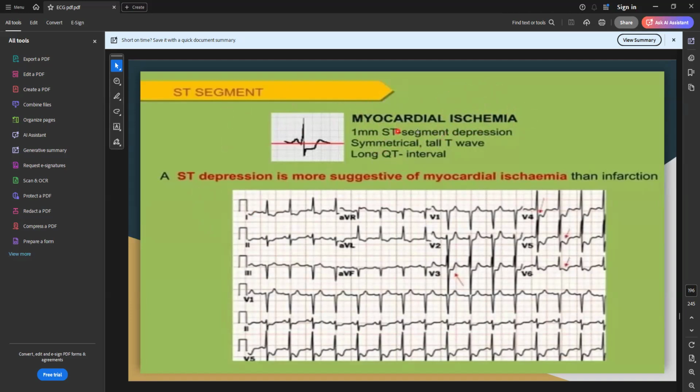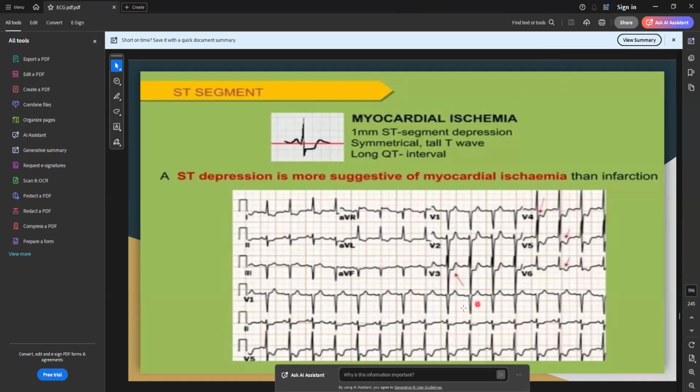And along with the ST segment depression, this T wave will be symmetrical. Normal T wave is asymmetrical. But in myocardial ischemia, it will become symmetrical and a tall T wave will be there. At the same time, your QT interval also will prolong. There will be long QT interval.